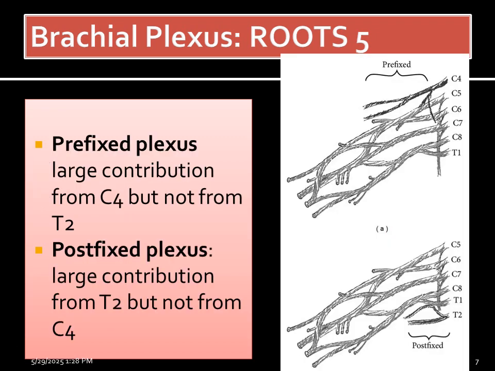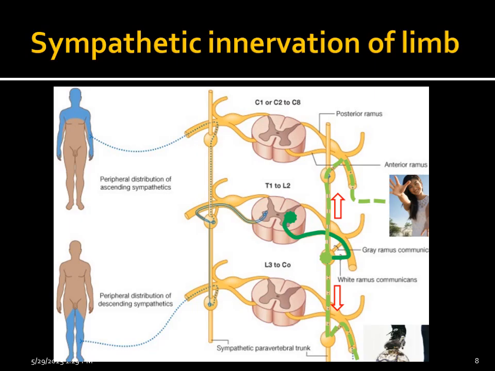The prefixed plexus has a large contribution from C4 but not from T1. This is the prefixed plexus. The post-fixed plexus has a large contribution from T2 but not from C4.